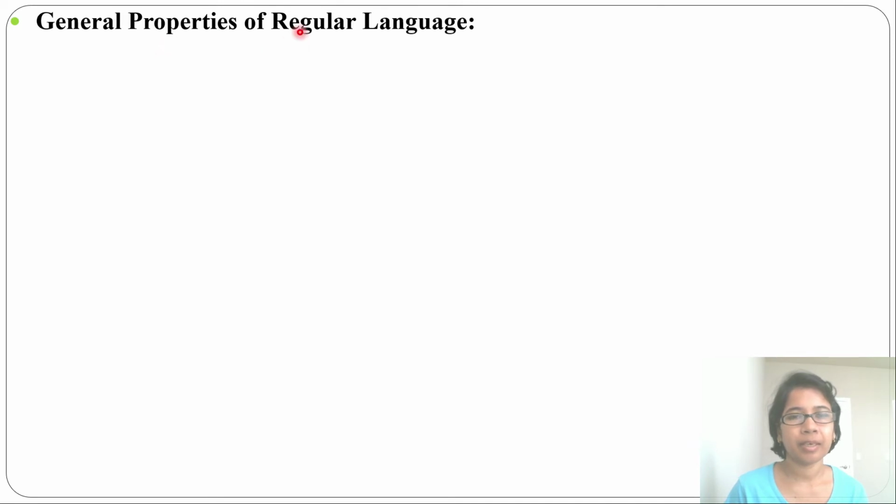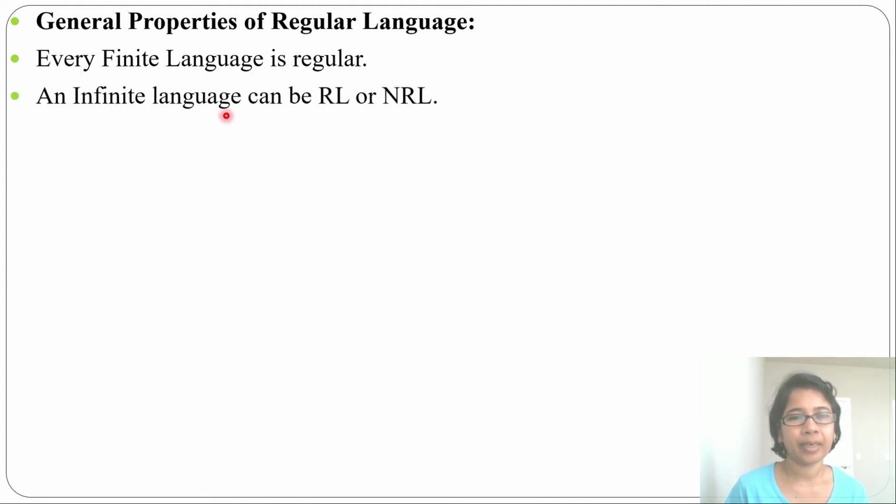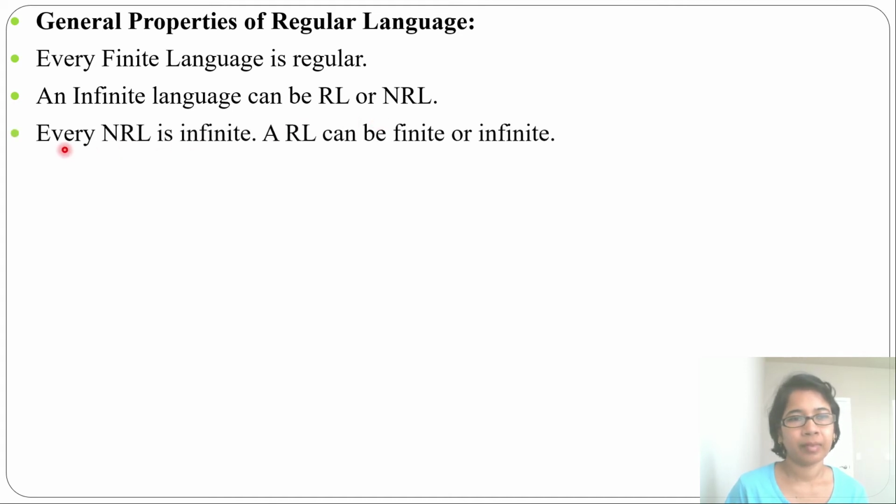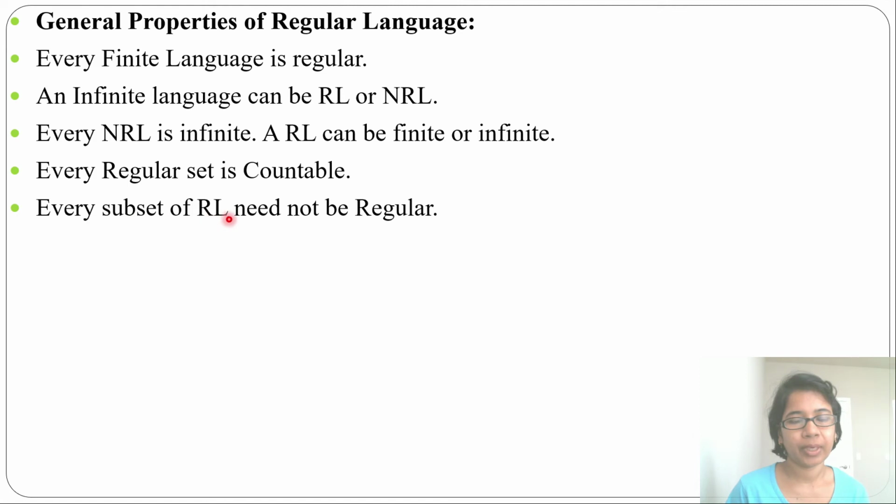Let's discuss some general properties of regular languages. First, every finite language is regular. I already designed a DFA for a finite language. So any language which is finite is regular. An infinite language can be a regular or non-regular language. Every non-regular language is infinite. A regular language can be finite or infinite. Every regular set is countable.